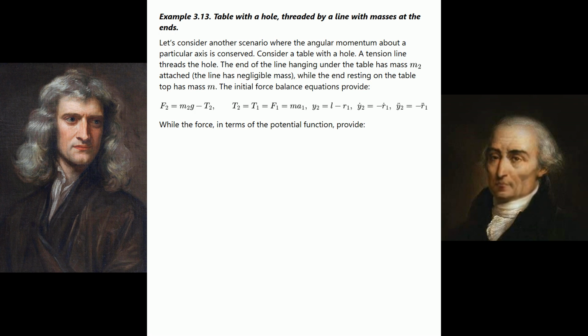Consider a table with a hole. A tension line threads the hole. The end of the line hanging under the table has mass m sub 2 attached. The line has negligible mass, while the end resting on the tabletop has mass m. The initial force balance equations provide the following. While the force, in terms of the potential function, provides the next equation.